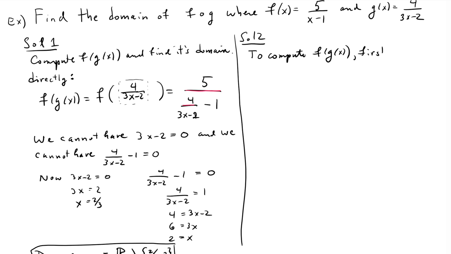So first, g of x must be defined. It must be something that exists. So this means we're going to exclude values of x not in the domain of g.